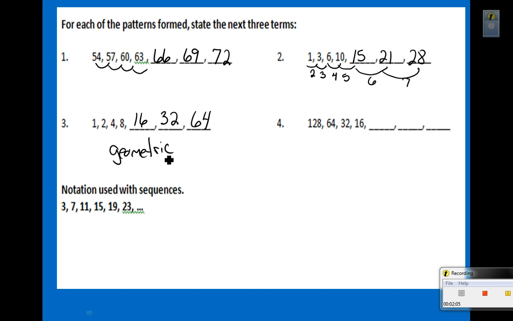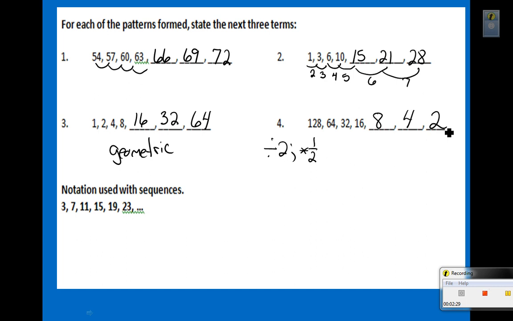And on number 4, if you peek at that one for just a second, you'll probably figure out we're dividing by 2 each time, or dividing by 2 is the same thing as multiplying by 1/2. So either or, but half of 16 would be 8, then 4, and then 2. So those are just patterns. We're going to talk about certain kinds of patterns and way to represent them here in a second. Some notation that you're going to see today.